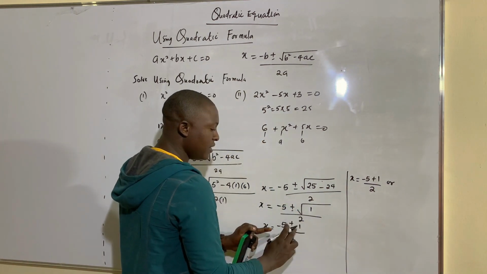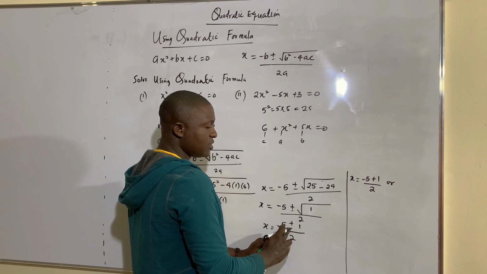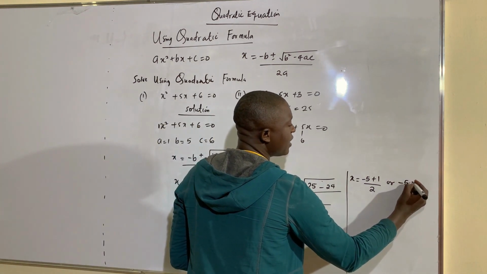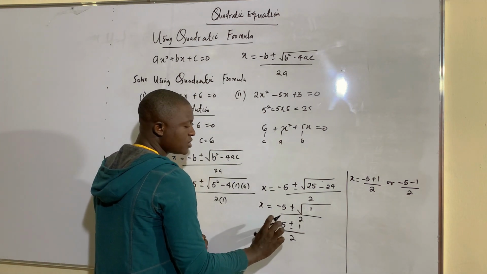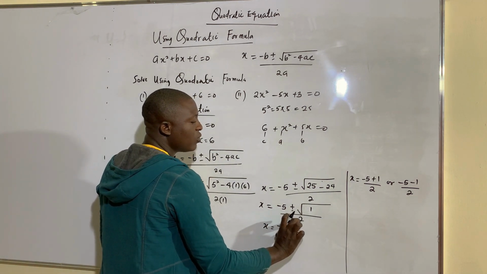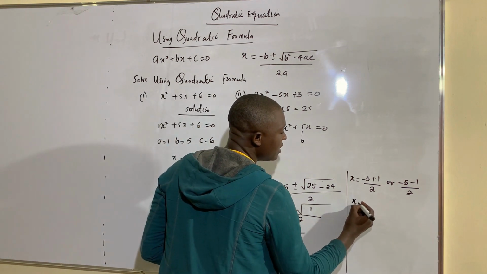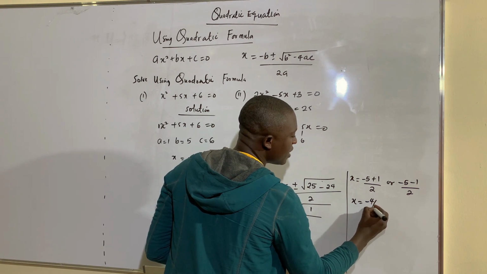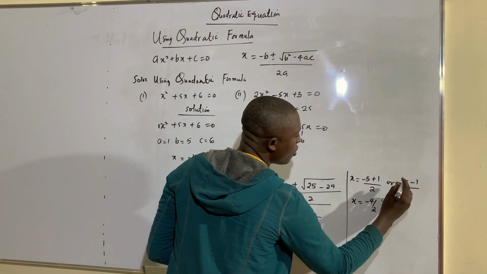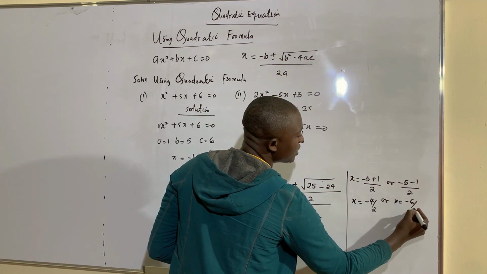So now, when it is positive, that's a plus 1. So I want to take it when it's negative now. I can have it as minus 5 minus 1 over 2. You can see it doesn't affect the first number, because the sign is only meant for 1, either plus or minus 1. So I can have x is equal to minus 5 plus 1, and we have minus 4 over 2, or minus 5 minus 1. Of course, you are going to have minus 6 over 2.